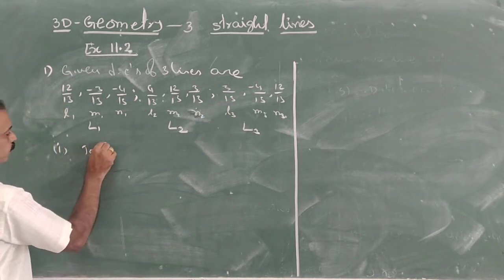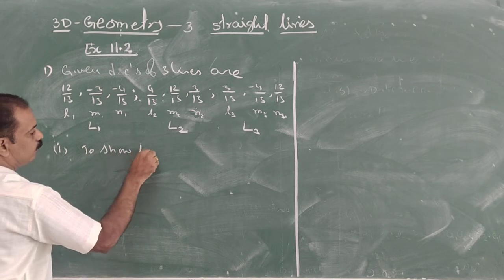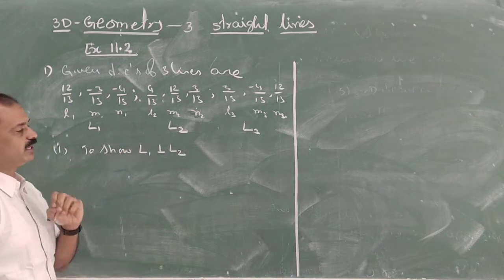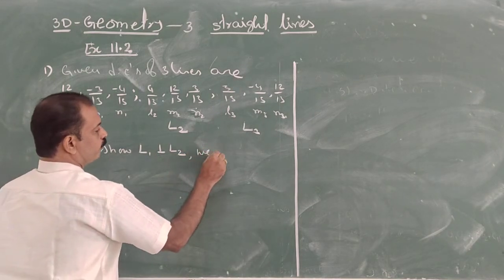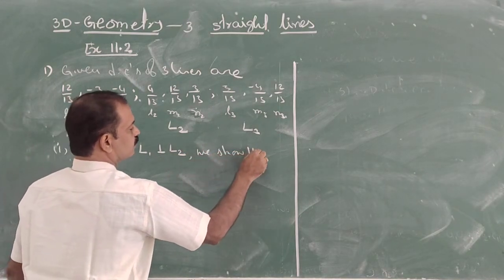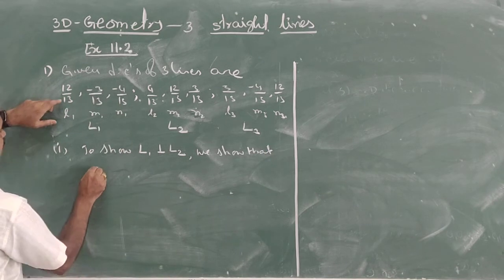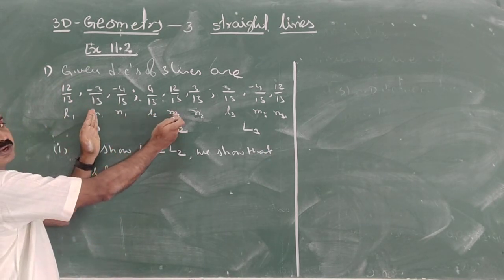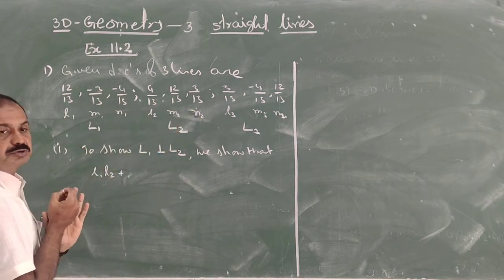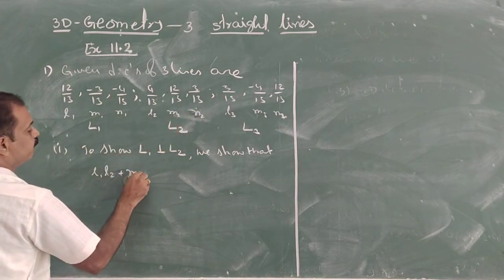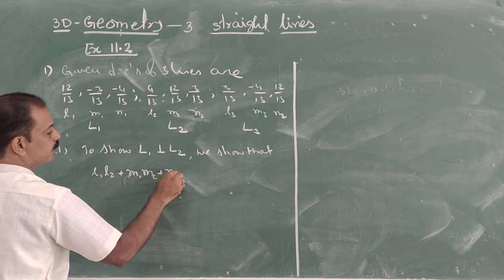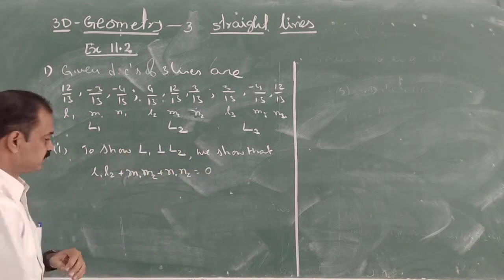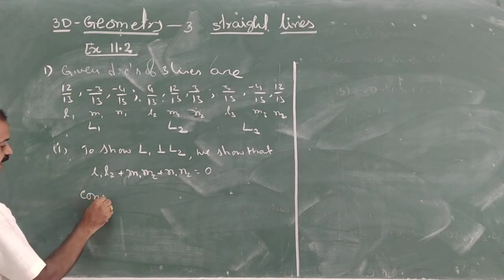To show that line 1 is perpendicular to line 2, we show that a1 into a2 plus b1 into b2 plus c1 into c2 is equal to 0, that is, l1 into l2 plus m1 into m2 plus n1 into n2 is equal to 0. You have to show this. So consider the LHS.